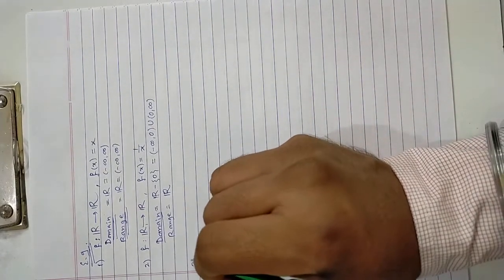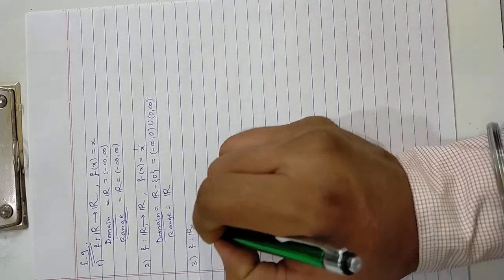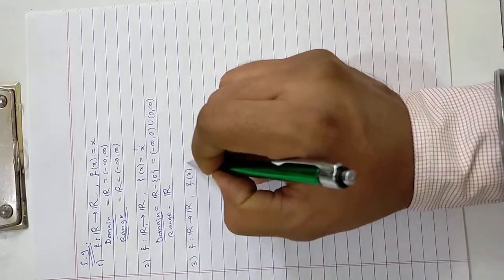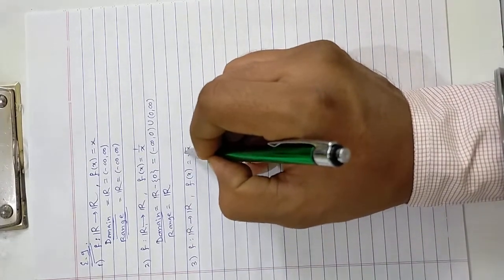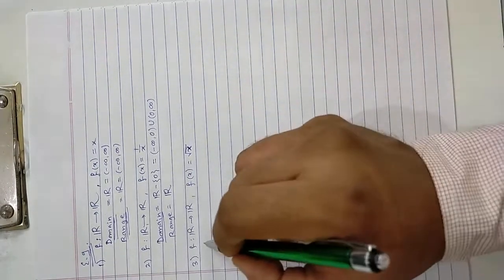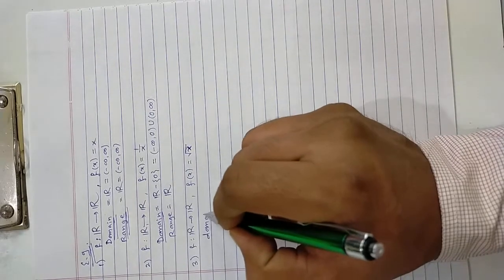Now if I take f from the set of real numbers to the set of real numbers and define it as square root of x, what are the domain and range of the function?